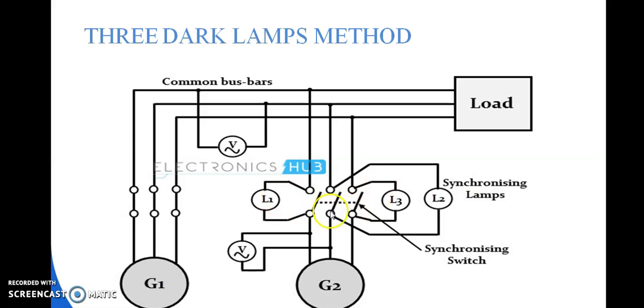And here we can see L1, L2, L3. These are synchronizing lamps, and a synchronizing switch is there. It can be S or S1. So, with the help of the switch and 3 different synchronizing lamps, the incoming machine is getting connected in parallel with the common bus bar. And here is the load which is to be supplied by the parallel generator set.